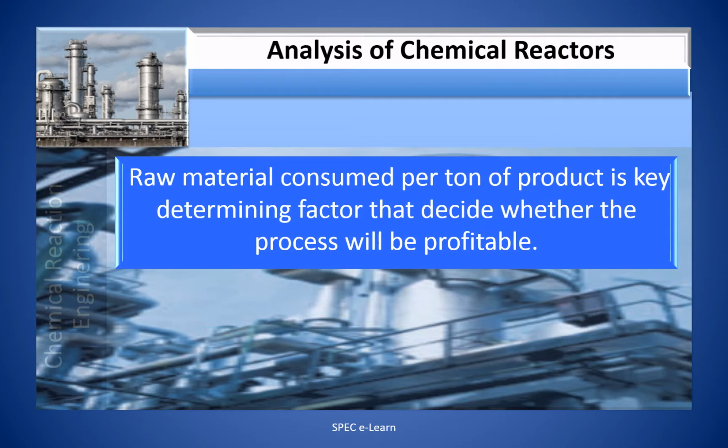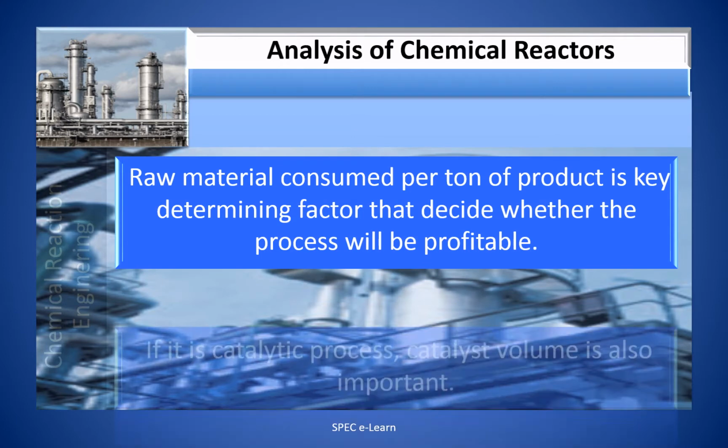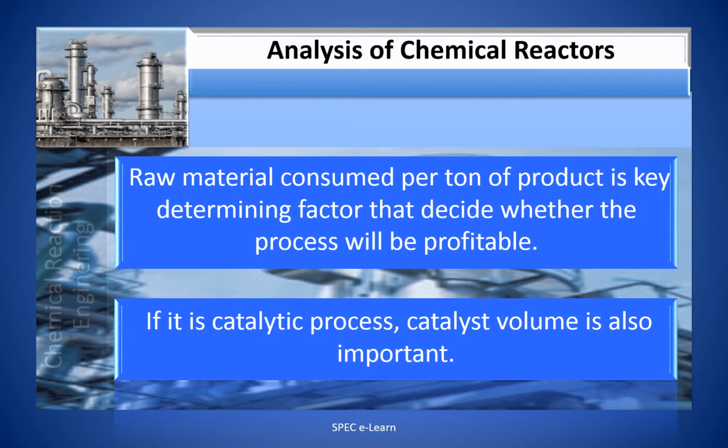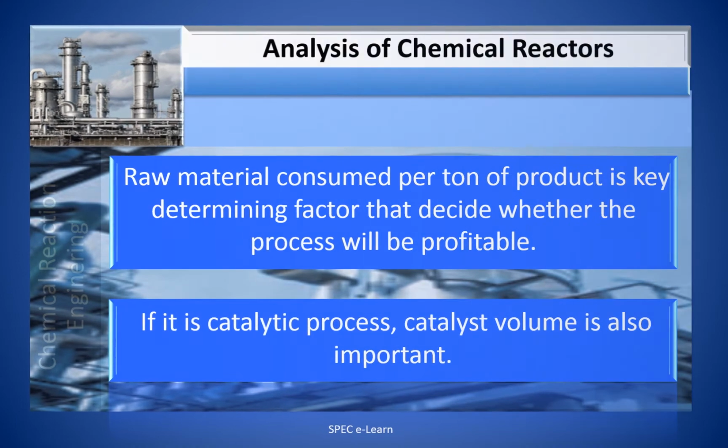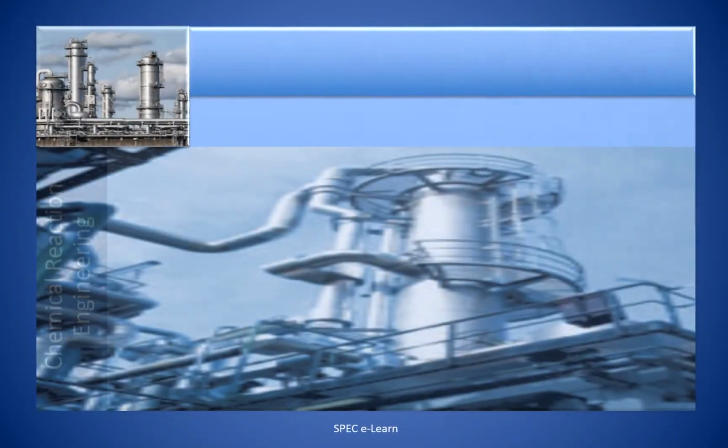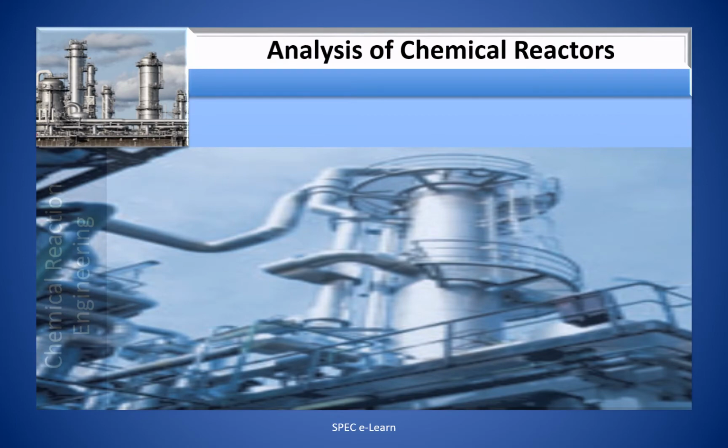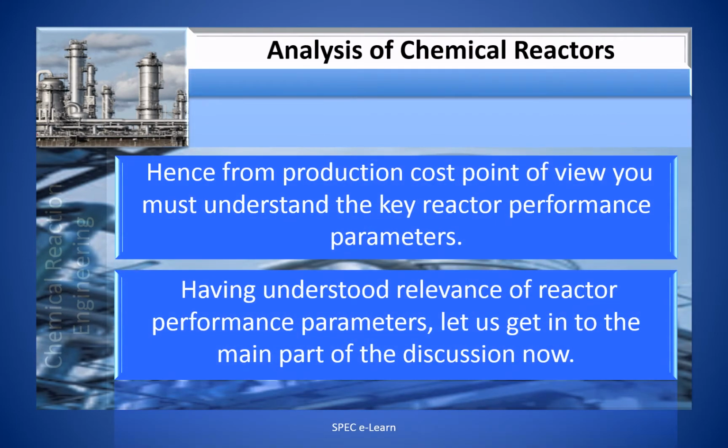Raw material consumed per ton of product is a key determining factor that decides whether the process will be profitable. If it is a catalytic process, catalyst volume is also important. Hence, from a production cost point of view, you must understand the key reactor performance parameters. Having understood the relevance of reactor performance parameters, let us get into the main part of the discussion now.